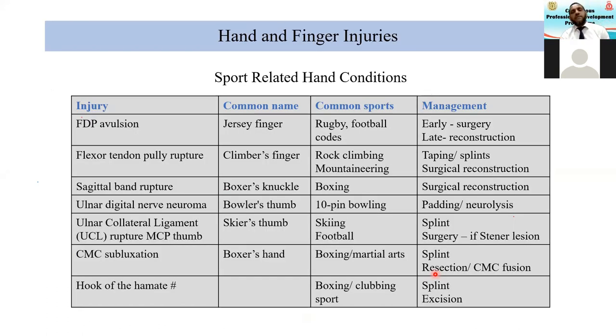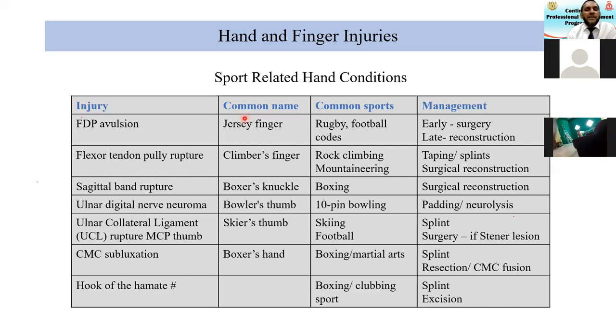Moving on to hand and finger injuries, I will quickly overview them. Flexor digitorum profundus avulsion, which we call jersey finger, especially in rugby football players, is treated with early surgery, or if it is late, then reconstruction. We will discuss that condition a little bit later. Flexor tendon pulley injuries, which we call climber's fingers, occur in rock climbers and mountaineers. Taping and surgical reconstruction is the management.